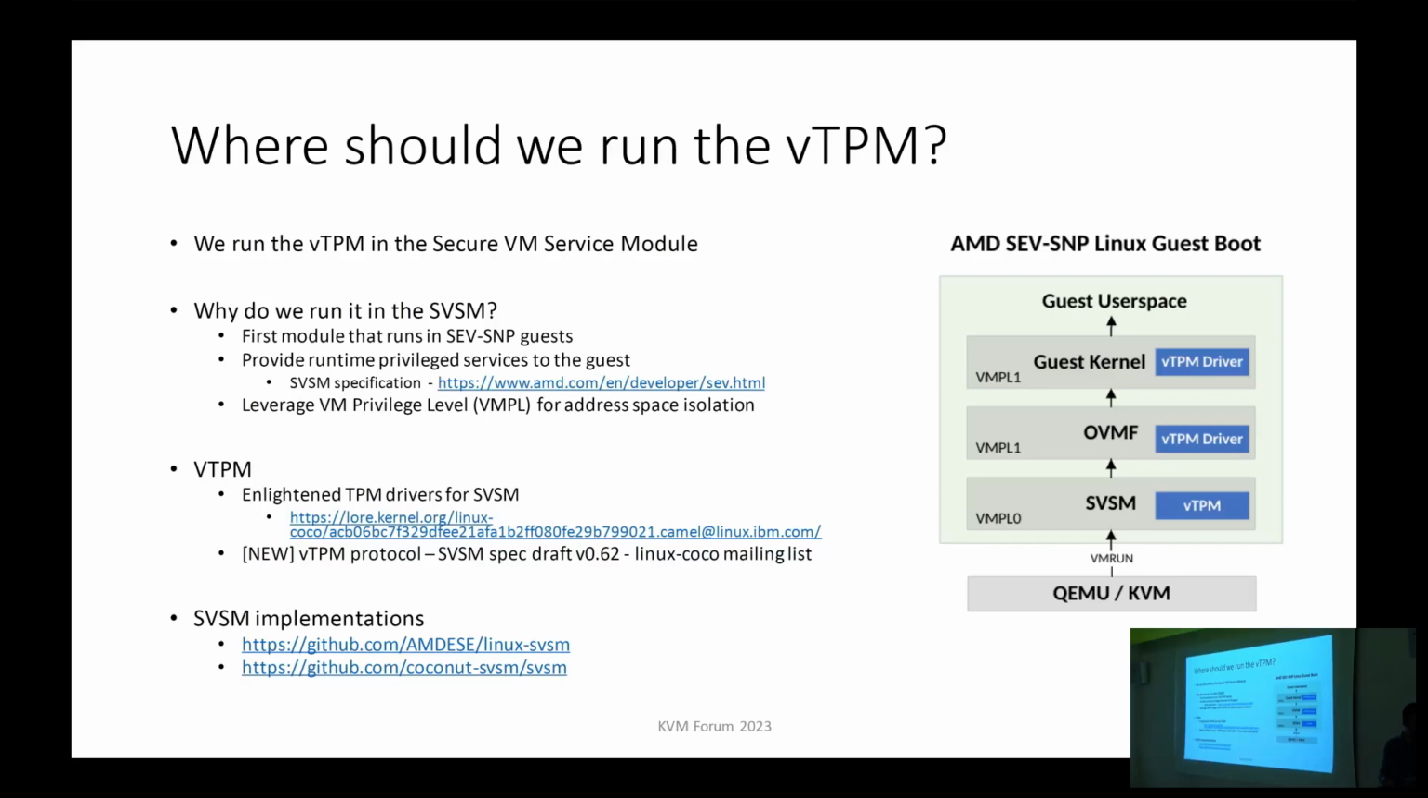And we worked with the community to define this VTPM protocol. You can see that in the SVSM spec 0.62. Tom, who is back there, sent this spec to the Linux Coco mailing list. Currently, there are two SVSM implementations, the AMD Linux SVSM and the Coconut. We are working with both of them. We started pushing patches to the Linux SVSM, and now we started working with Coconut.